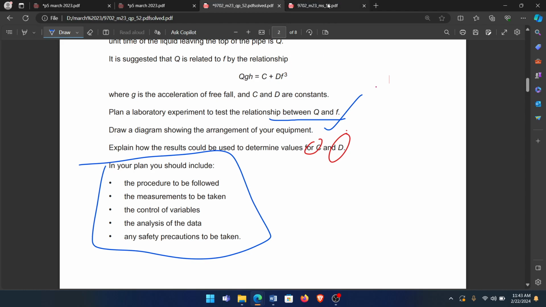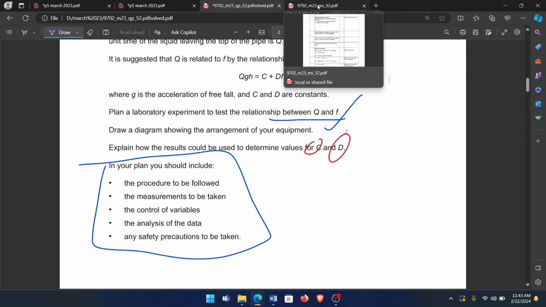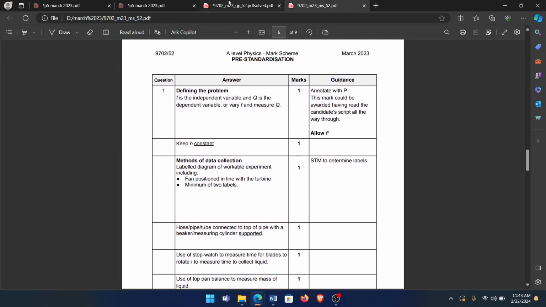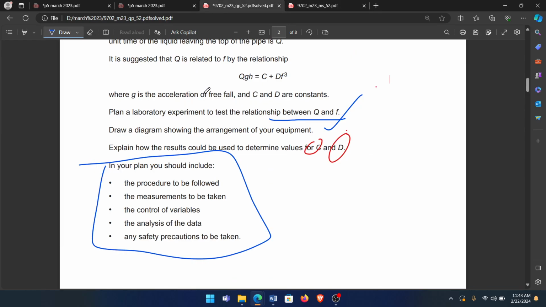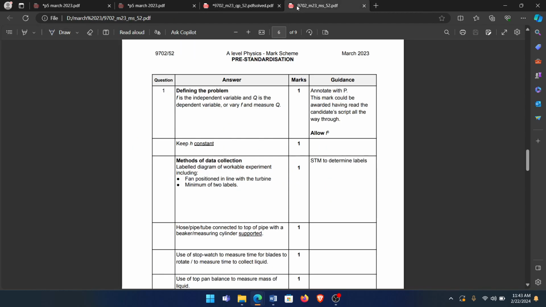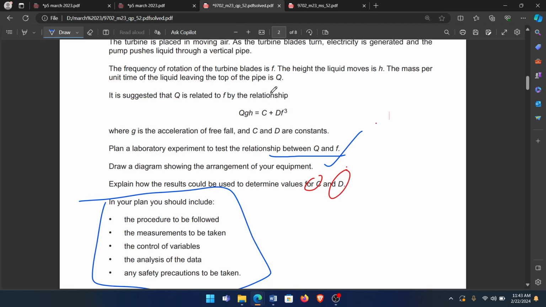Look, at best you can divide this whole question and answer it in this way. Defining the problem: in this part you will get 2 marks. You will be declaring the independent variable, the dependent variable, and any other quantities that must be kept constant for a fair test. Clear?